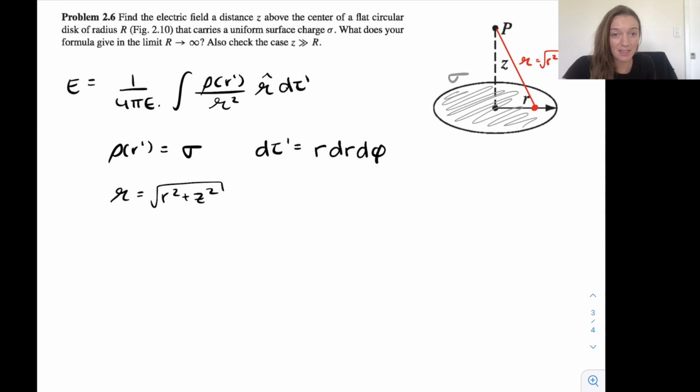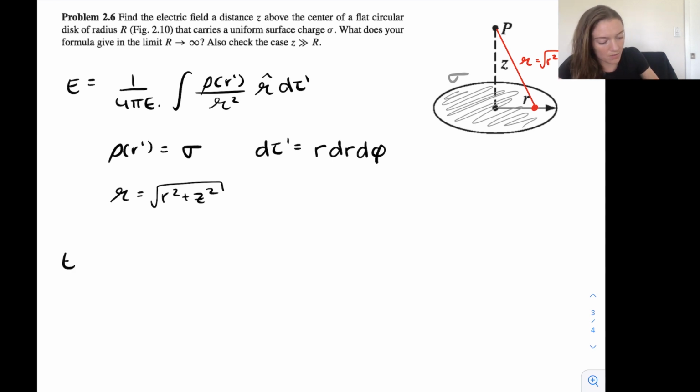And our r hat, you can see the same exact thing is going to happen as in our previous two problems. Our electric field is going to be only in the z direction, because our electric field from this point here will be canceled by a corresponding point on the other side, and that's going to happen for every single point. So we can just take the cosine and say, okay, our electric field is in the z direction, making our argument from symmetry, and then we just have to do one integral.